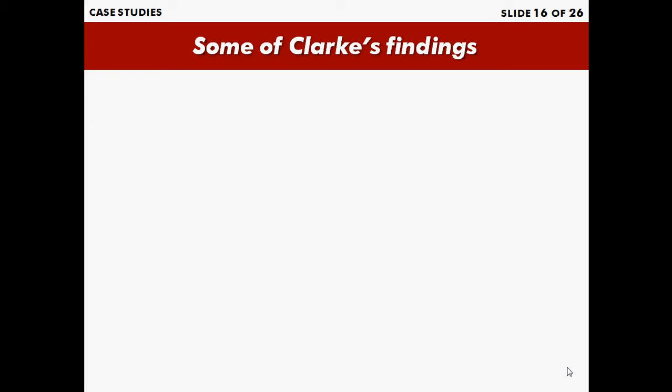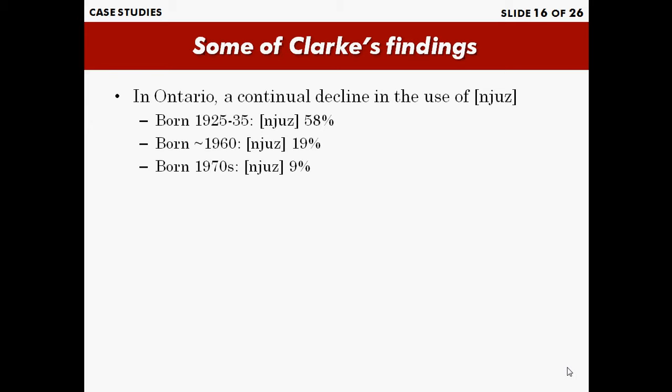So some of the findings that Sandra Clark made. Looking at Ontario, she saw that over time there has been a continual decline in the use of "nyews." People born in the 20s and 30s used "nyews" the majority of time. People born around 1960 used "nyews" around 19%. The rest of the time they said "news." People born in the 70s used "nyews" 9% of the time. Okay, so going down and down and down. And what that means nowadays, most people in Ontario say "news," not "nyews."